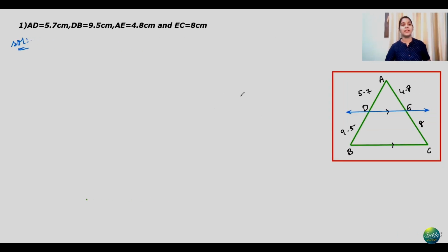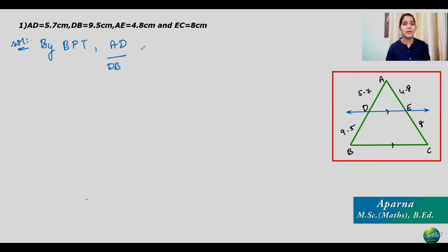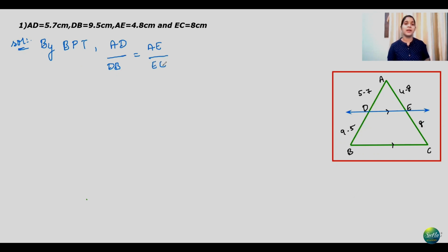Now we are given a triangle ABC. With the given measurements, AD is equal to 5.7 centimeters, DB is equal to 9.5 centimeters, AE is 4.8 and EC is 8 centimeters. We need to verify whether DE is parallel to BC or not. So for verifying, we use the BPT theorem. In the BPT theorem, we know that the ratio AD by DB is equal to AE by EC. So we substitute their values here and we verify whether these two values are equal or not.